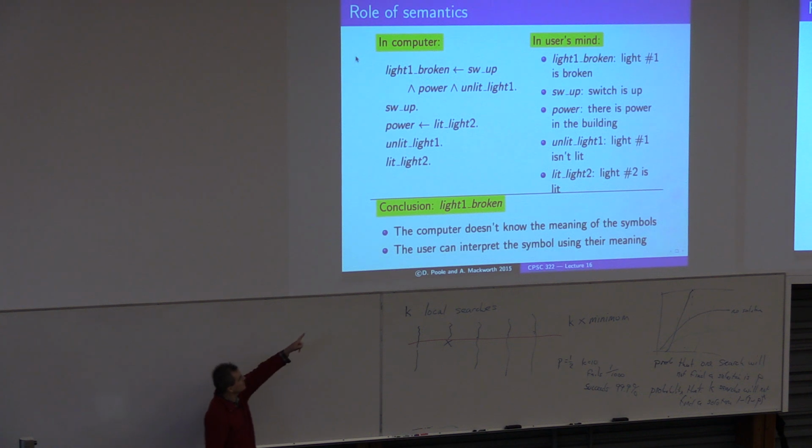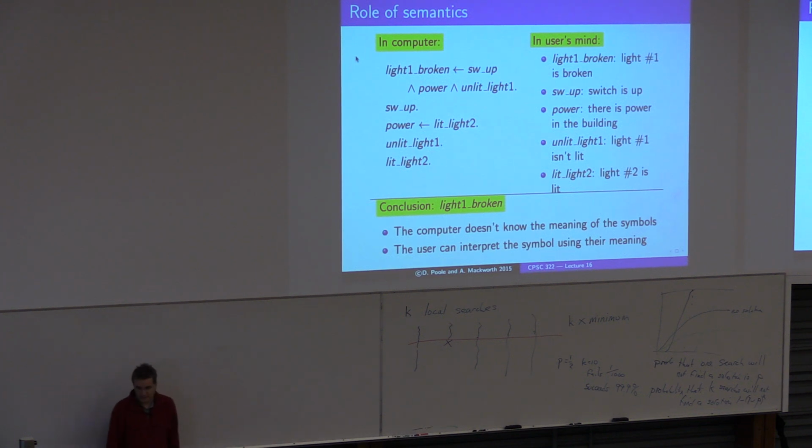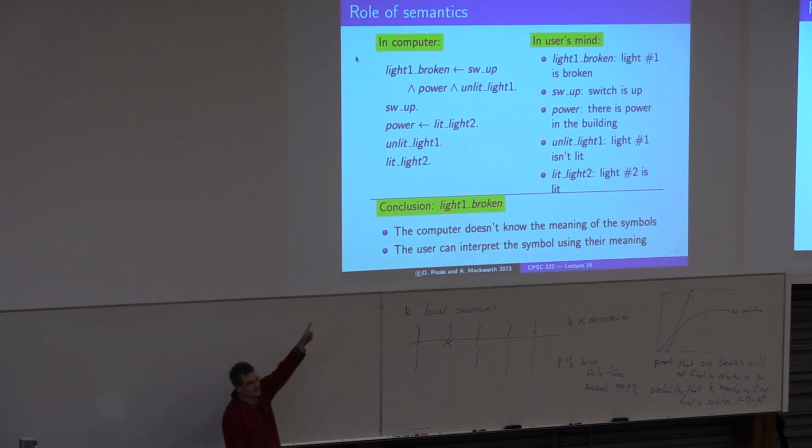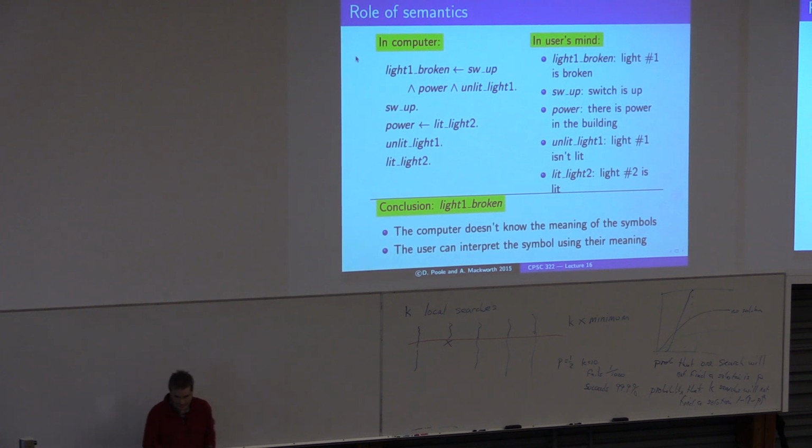I'm going to reason with these symbols, like power, meaning there is power in the building. Unlit light 1 means light 1 isn't lit. Light 2 is lit. In my mind, these symbols have meanings associated with them because I know what they are. And in my computer, I'm going to tell it things. This is a funny language we're going to write down with ifs and ands. So light 1 is broken if the switch is up, there's power, and it's not lit.